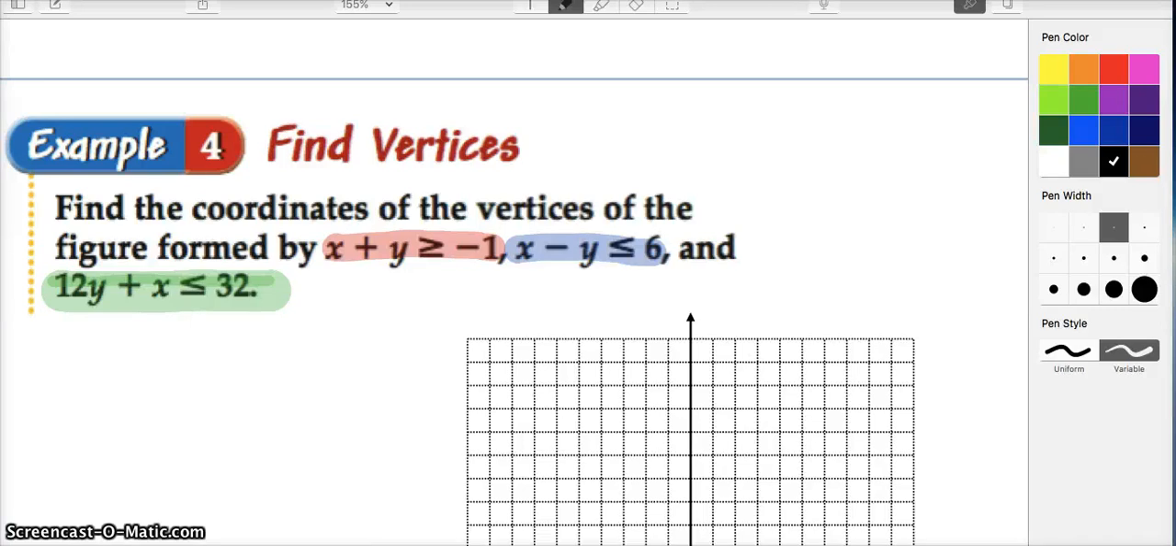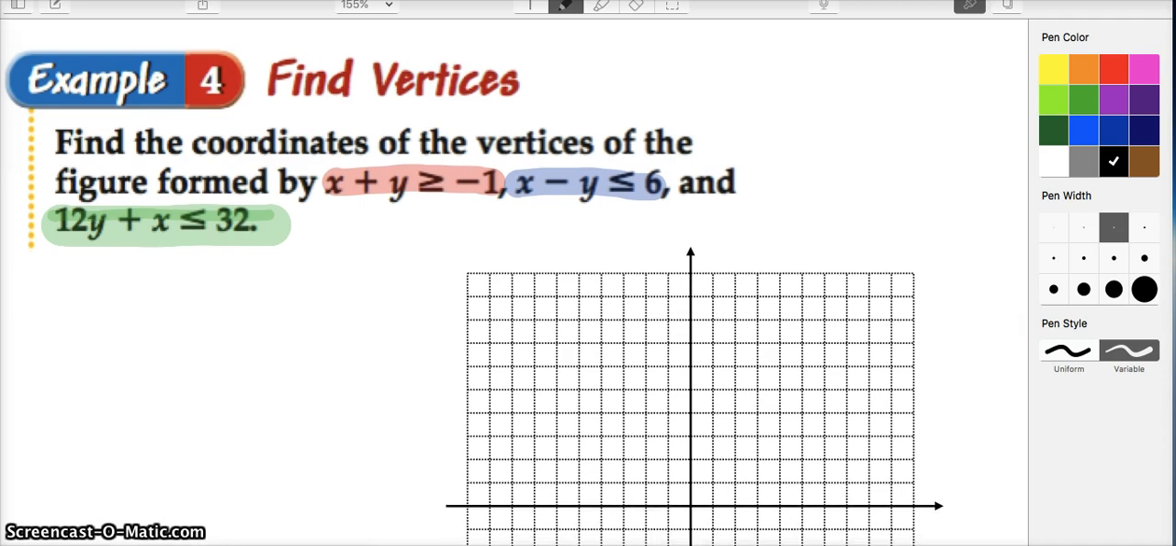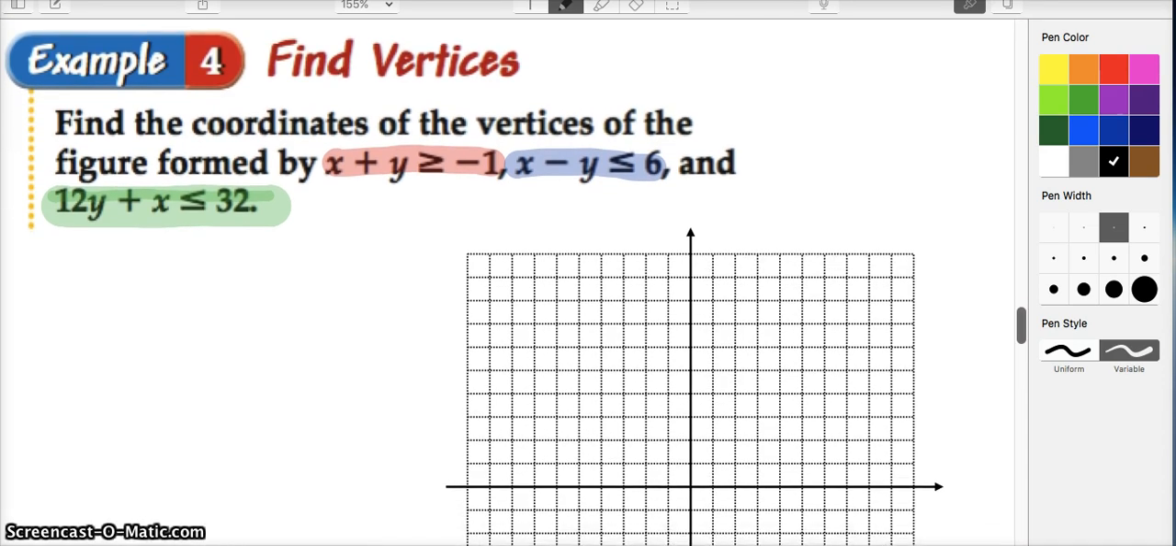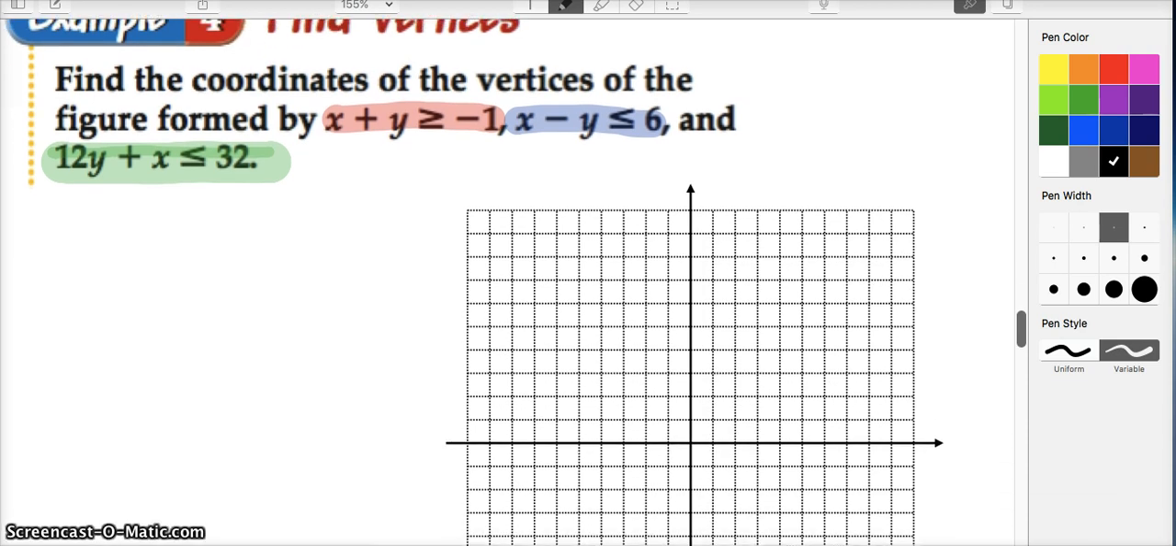Hi guys, here we are looking at the rest of section 3.3, Algebra 2, and this is our part 2 section. We only have one problem to talk about today, and that problem is example 4. We're going to find the vertices of the image that's formed by these particular inequalities. You see I've highlighted them in certain colors and I'm going to graph them.